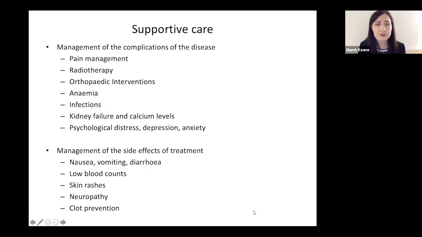So in terms of supportive management, so I mentioned we deal with the complications of the disease initially. So this can include pain management, radiotherapy to suitable bony lesions or extramedullary lesions, orthopedic interventions if required to stabilize or prevent fractures, for example, treatment of anemia so that energy improves, treatment of infections if a patient has an active infection, and treatment of kidney failure and calcium levels.